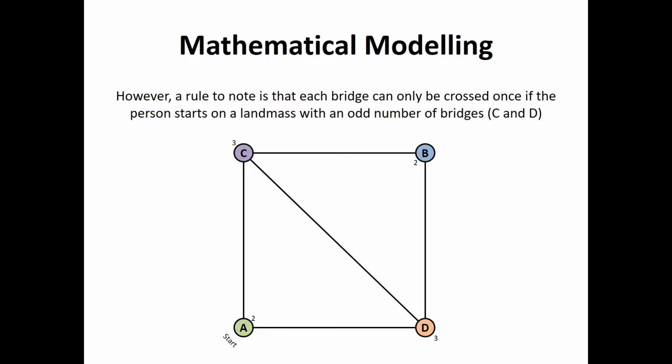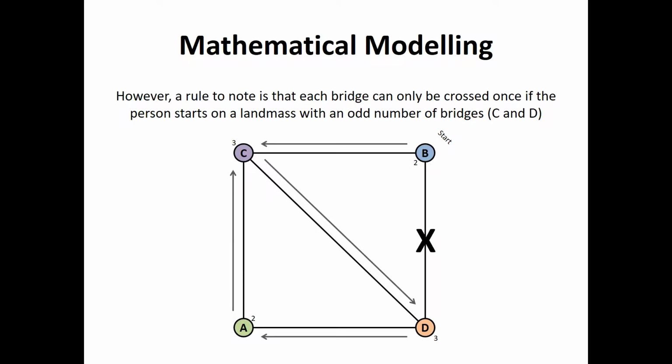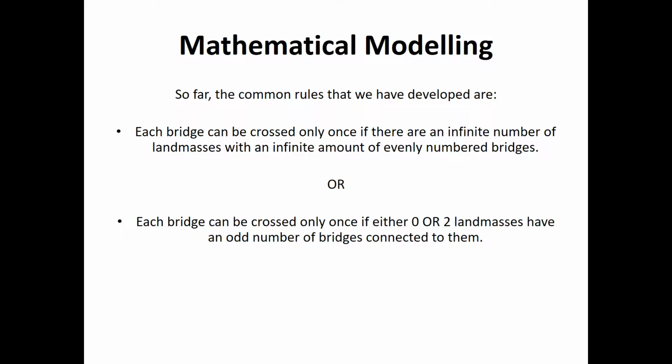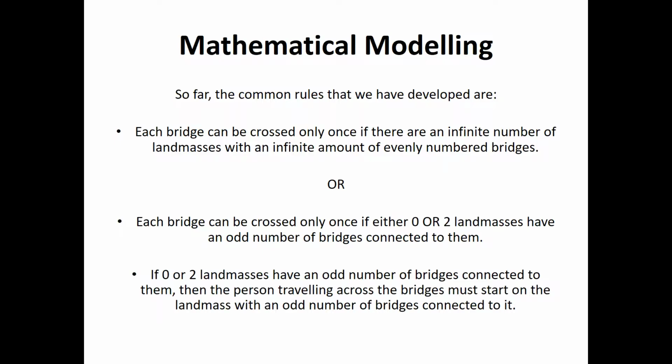However, there is another rule that I figured out when trying to do this: if you try and start from a landmass that has an even number, it's actually unsolvable. So, as shown there, there's always 1 bridge that's left over. So, on top of the rules that we had earlier, we've now developed another rule. If 0 or 2 landmasses have an odd number of bridges connected to them, then the person traveling across the bridge must start on the landmass with an odd number of bridges connected to it. We've also further developed the rule that either 0 or 2 landmasses have to have an odd number of bridges connected to them.